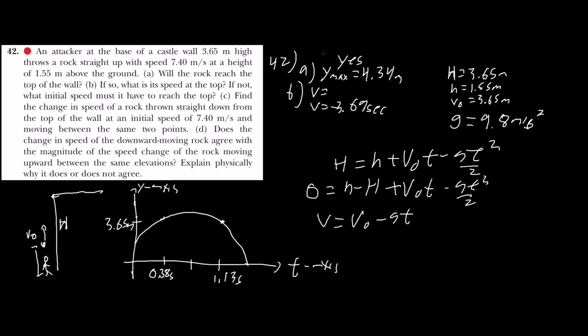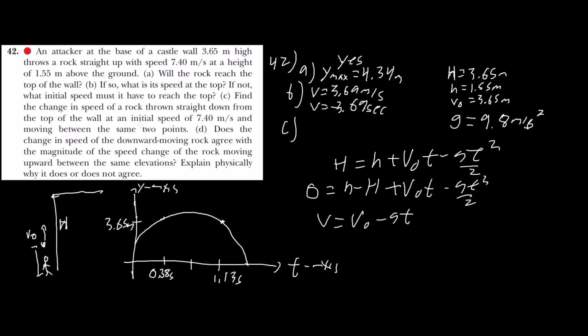I'm so confused right now. What did I have here? Yeah, negative 3.69. Oh, it's the same thing. Okay. I didn't know it would be the same thing though. All right, so 3.69 meters per second. So one of them is going to be upward, and the other one is going to be downward.